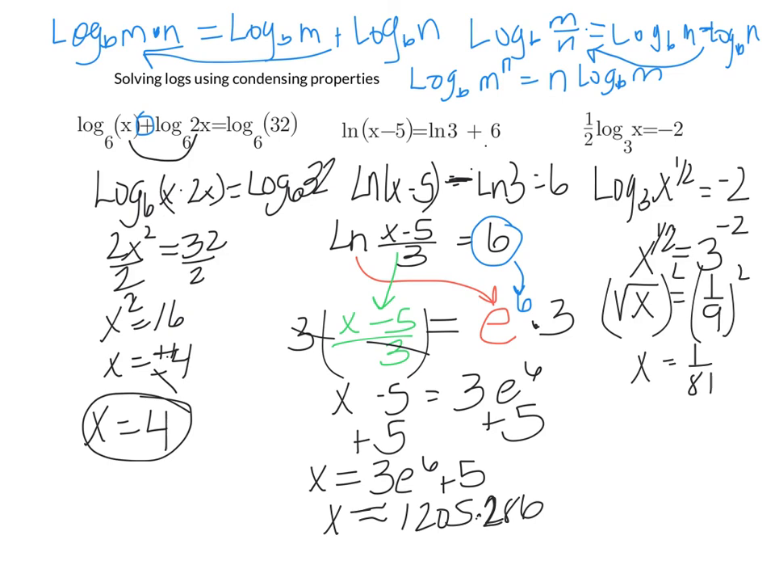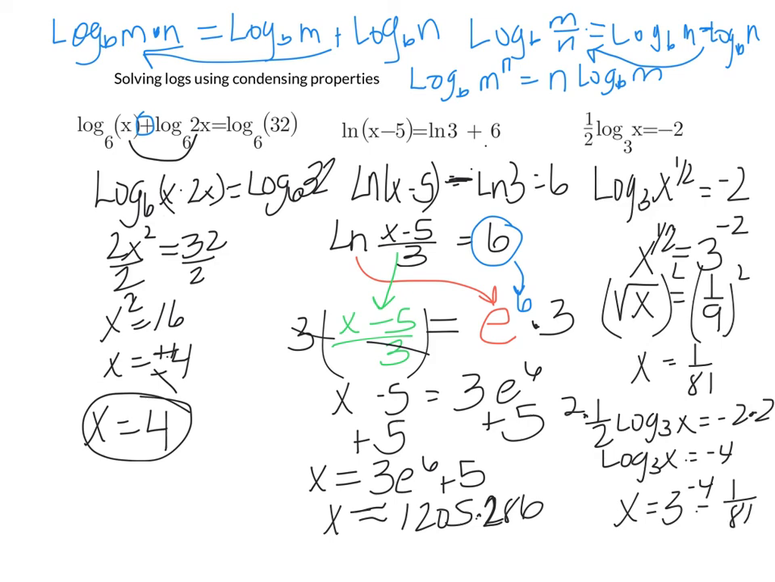Now the other way to do it is to multiply by 2 to get rid of the 1/2 out front. So if I have 1/2 log base 3 of x equals negative 2, I can multiply by 2, and then log base 3 of x equals negative 4, and then rewrite it, x equals 3 to the negative 4th, which is again 1/81. Of course, this method did not use the properties.